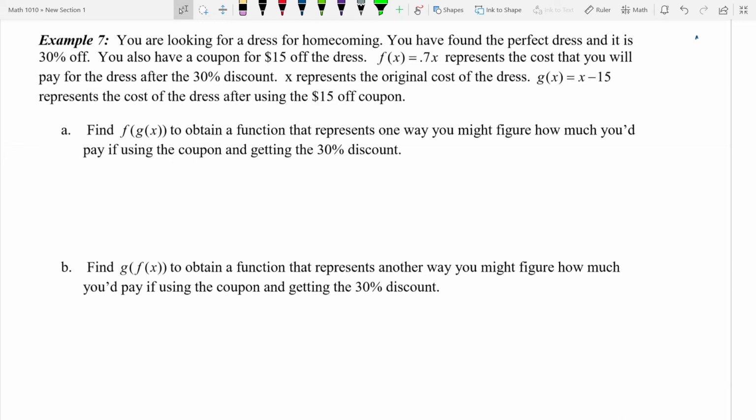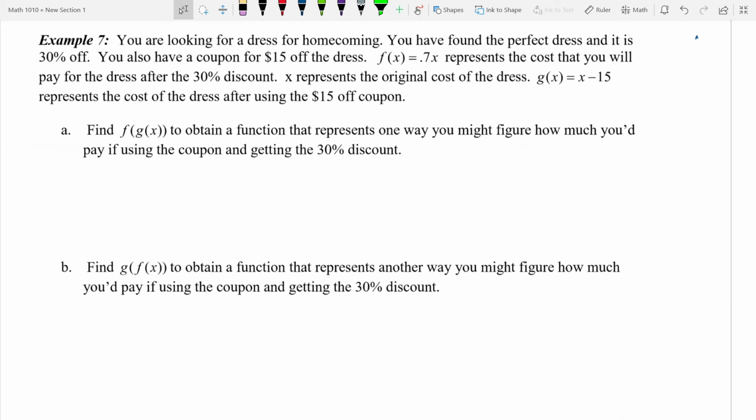You've used the coupon first, minus 15. So that's 85. Then you pay 70% of the 85, which I think is like $59.50 or something like that, right? Something like that. So if you take the 30% off first, you save more money. The other way, if you do the coupon, you're not saving as much money. If you do the 15 off and then 30.